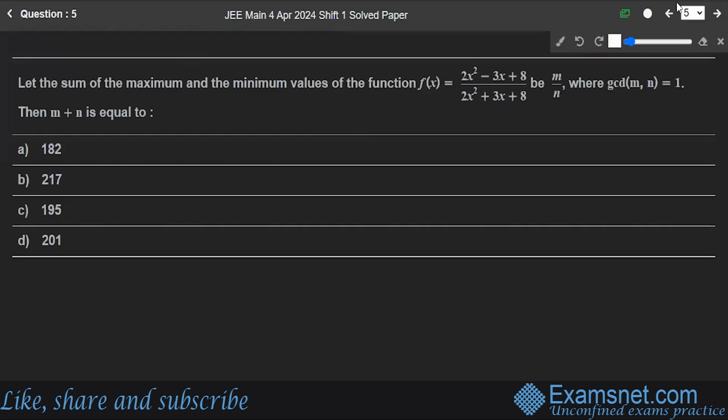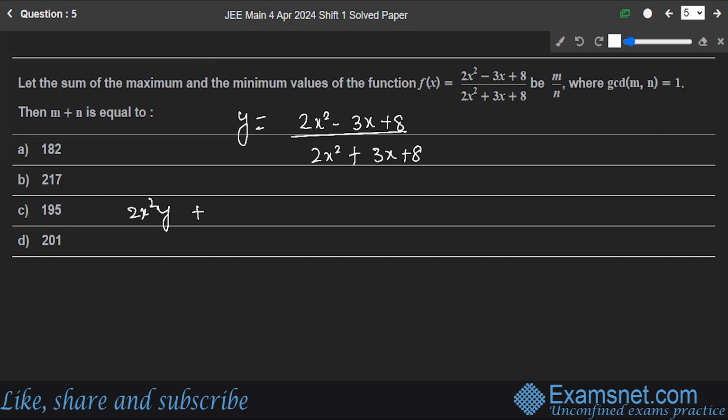Question number 5. Let the sum of the maximum and the minimum values of this function be m by n, where the greatest common divisor of m and n is equal to 1. You have to find out the value of m plus n. So you have this function y is equal to (2x squared minus 3x plus 8) upon (2x squared plus 3x plus 8). Let's do the cross multiplication.